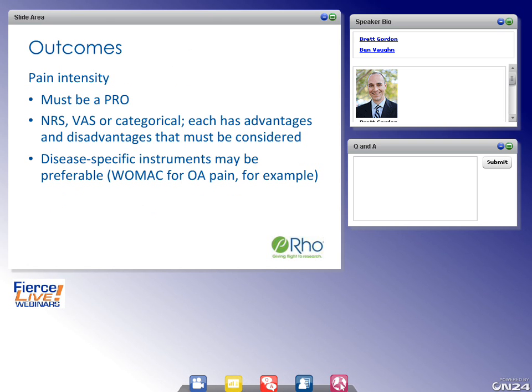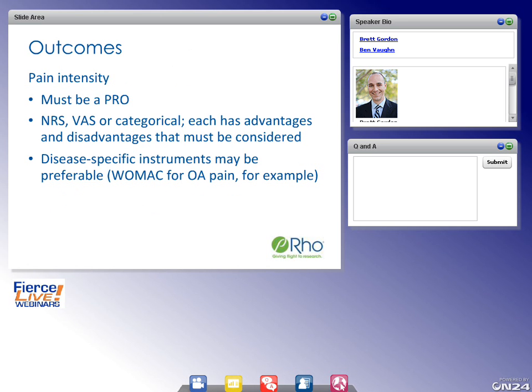The major difficulty with analgesia is that pain response has to be patient-reported. You can use a numeric response scale or a visual response scale, which is a 100-millimeter line where they just mark off on there how much pain they're in. It can be categorical, mild, moderate, severe, and each of these have advantages and disadvantages. This is what phase 2 is for.